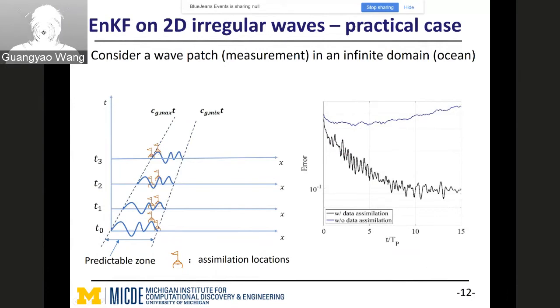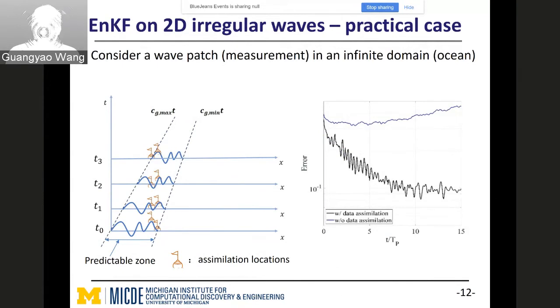The main reason is that the range or the length of the predictable zone is mainly impacted by the wave group velocity, Cg. The wave group velocity determines how fast the wave information or wave energy is transported by the wave. The right end of the predictable zone is determined by the minimum value of the group velocity, while the left end or the back end is determined by the max value of the group velocity. So as time goes on, the predictable zone will shrink and finally collapse.